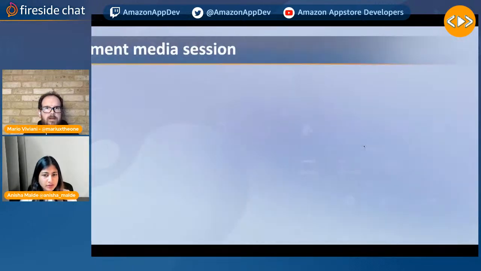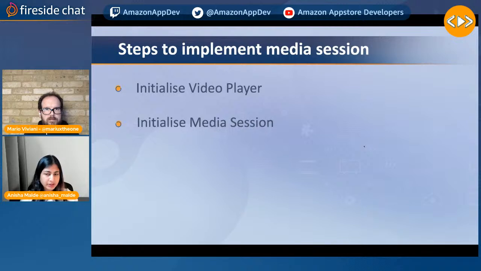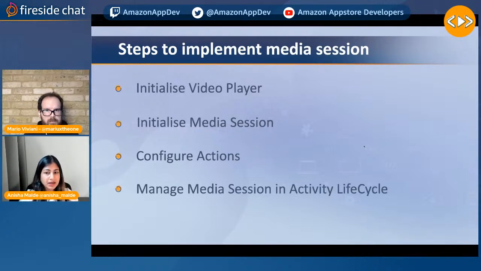So just to recap the steps. First we initialize the video player. Then we initialize the media session. Once we did that, we configured our actions. Then we managed the media session in our activity lifecycle, so the activity lifecycle methods of on pause, on play. And then we set up the media session callbacks themselves, so our implementations of what we want our application to do if those callbacks were to be invoked.